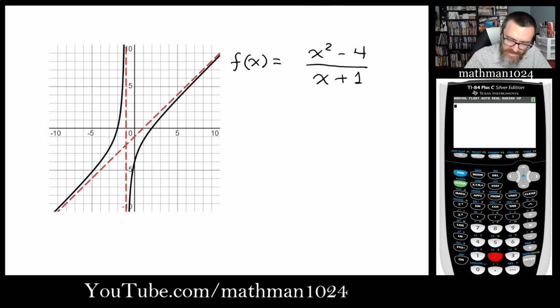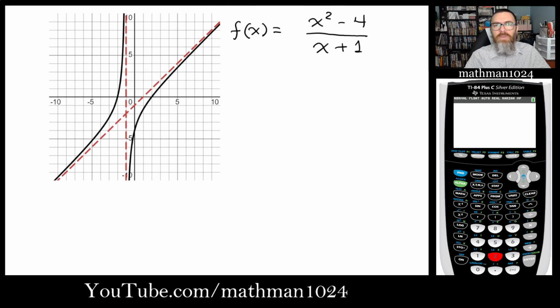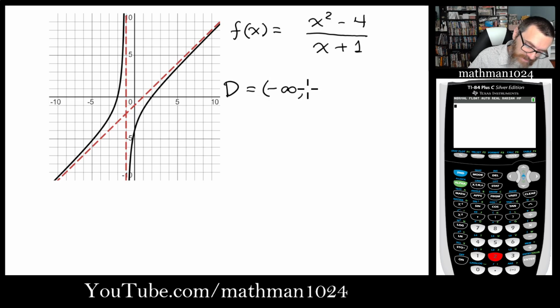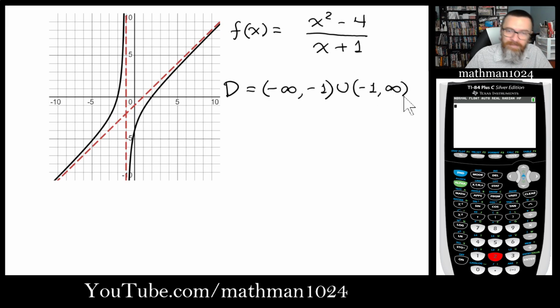And let's look at this last example. x squared minus 4 over x plus 1. All right, so our domain. Well, we clearly see a vertical asymptote, so we know we have to remove something from the domain of all real numbers. So we've got to remove the -1. So that's -infinity to -1, union -1 to infinity.